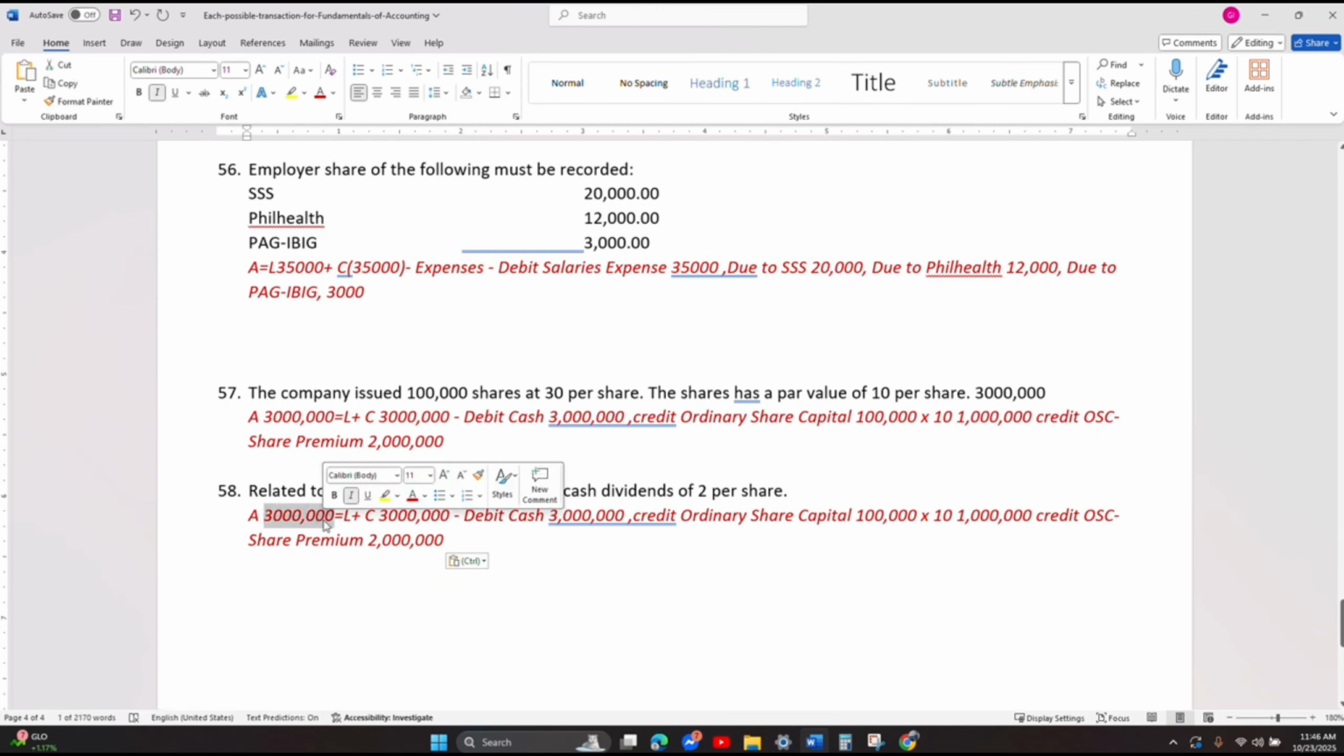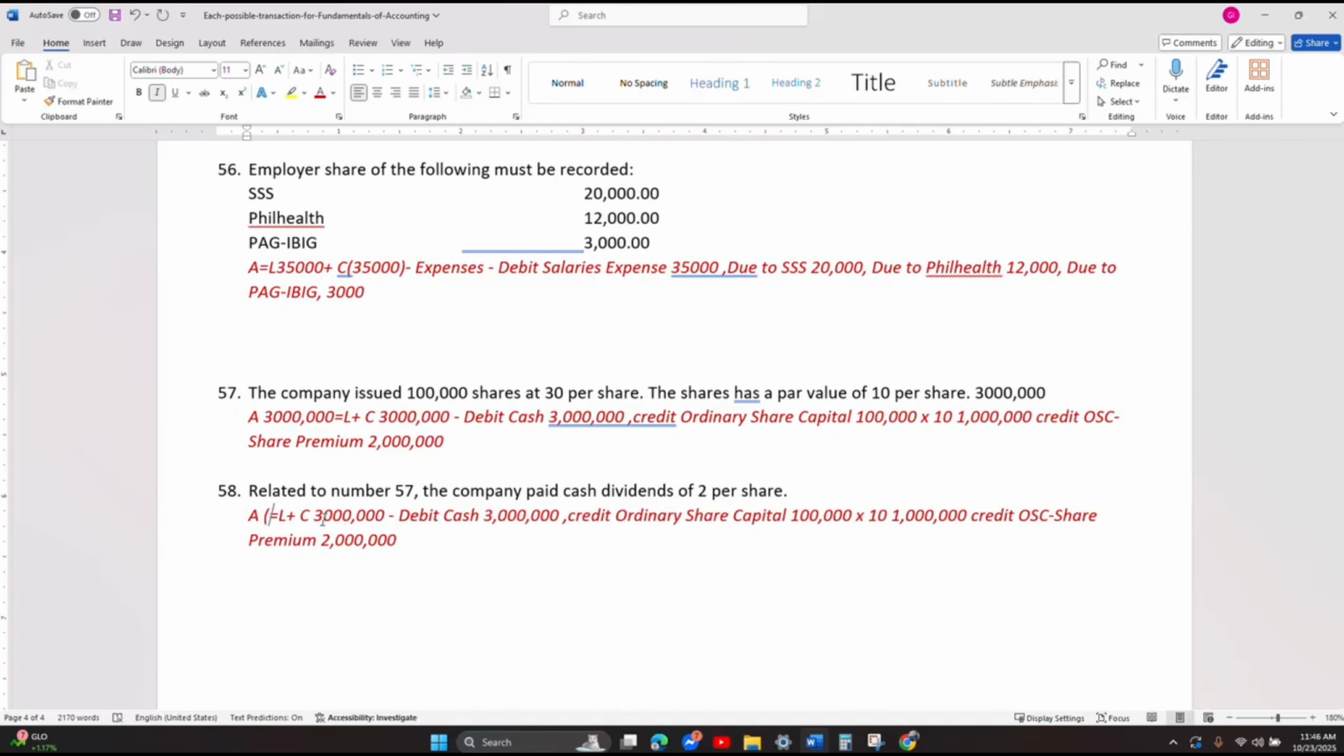So, what will happen in the A is equal to L plus C? The cash will be deducted by 200,000 because of that cash dividend. And then, the capital will be decreased by 200,000. The reason is dividends now, but in the sole proprietorship it's withdrawal. So it's basically the same. Do you remember the withdrawal? This is the pattern for the A is equal to L plus C transaction effects for withdrawals, right?